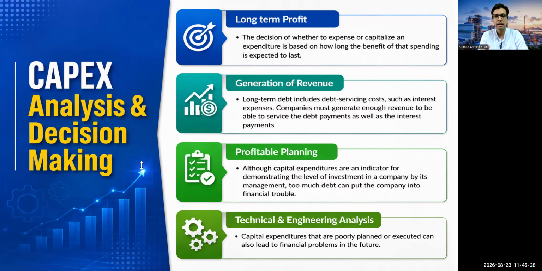Although capital expenditures are an indicator of the level of investment in the company by its management, you need to plan in such a way that too much debt does not put the company into financial trouble. So when you are planning, you have to capitalize based on your financial profit and loss statements and your operating expenses. Obviously, that is done by the engineers, especially those working in the plant, who are responsible for running the production and maintaining the plant assets. They need to do the technical and engineering analysis. So engineers have a greater role in designing the capex budget.